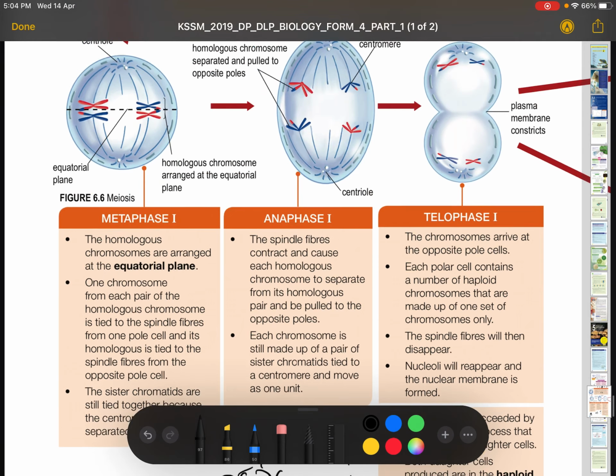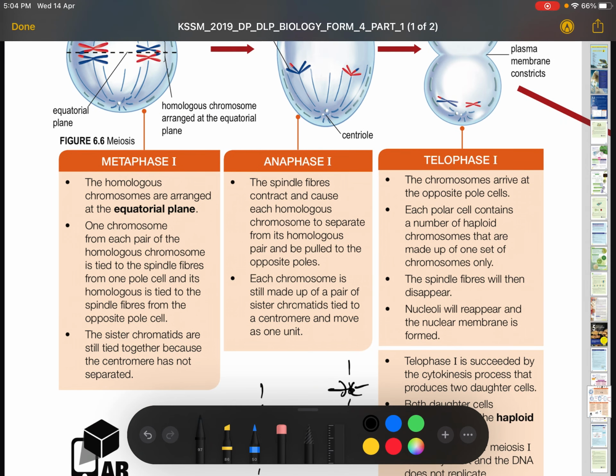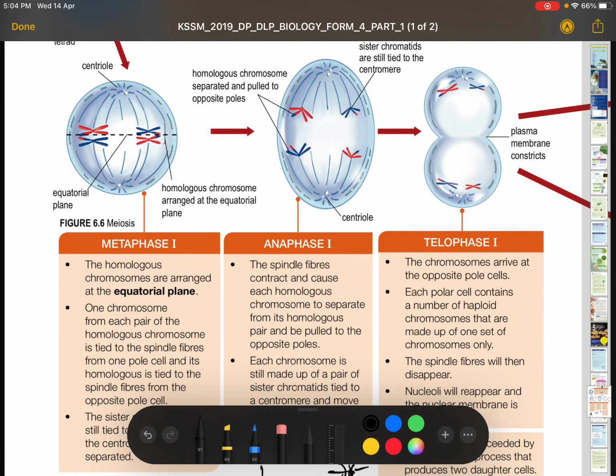So after anaphase, they are still sister chromatids, but the homologous chromosomes will split up. So when the spindle fibers contract, it will force the homologous chromosomes with the chiasma and so on to separate from its pair, and then they'll go to opposite poles. And remember, they are still made of sister chromatids because the centromere is still there.